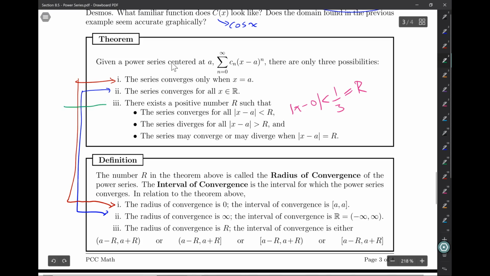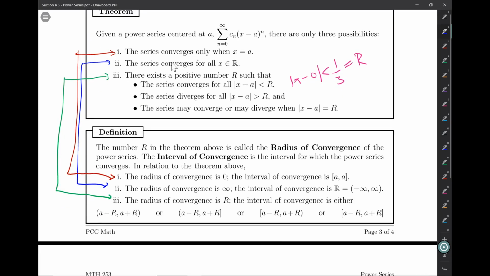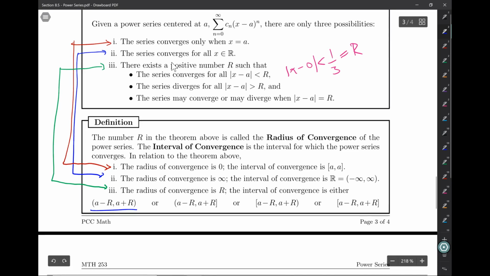And in the third case, when we have to actually test our endpoints, we have 4 different possibilities. We've seen a number of these already. We get convergence between a minus r and a plus r, but we have to check the endpoints. We could have that neither of those endpoints is included. We could have the right endpoint included, but the left point excluded. We could have the left point included and the right point excluded. Or we get that both the left and right endpoints are included. Each of these cases happens from testing the endpoints.